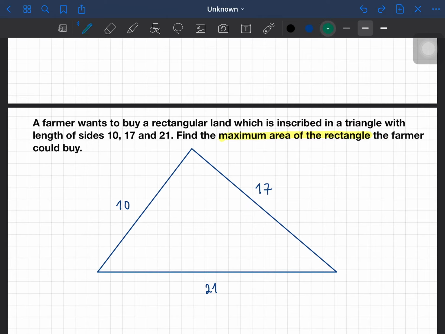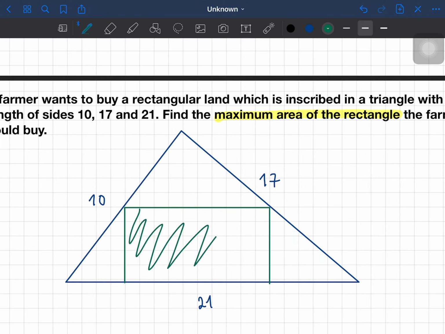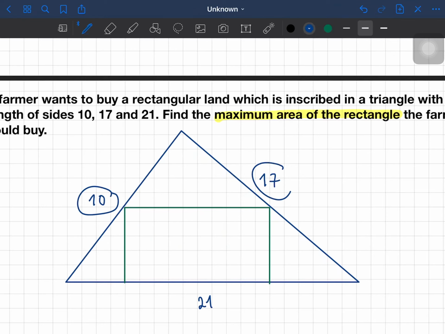For example, I can draw the green rectangle like so. I want to draw something exact. This is the horizontal and vertical sides of the rectangle, and this is the area I need to find. So this is the A, or I can say S in this case. On which side, on 10 or on 17 or on 21, will you get the largest area of the rectangle?